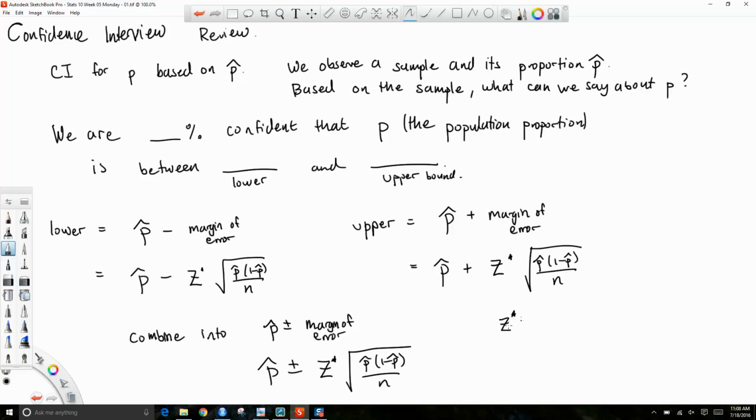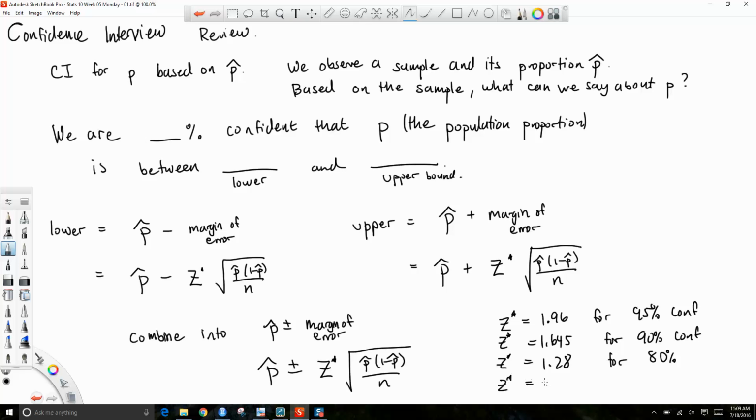Okay, and then so we have everything, and then the z stars have 4 values. We've got z star equal to 1.96 for 95% confidence. We have z star equal to 1.645 for 90%. Z star equal to 1.28 for 80%, and z star equal to 2.58 for 99%.